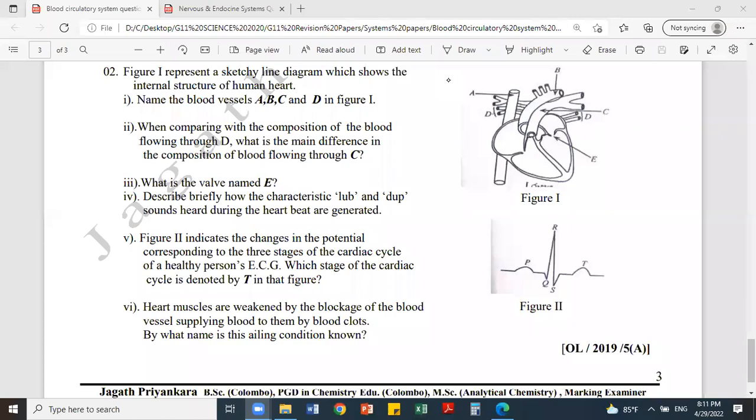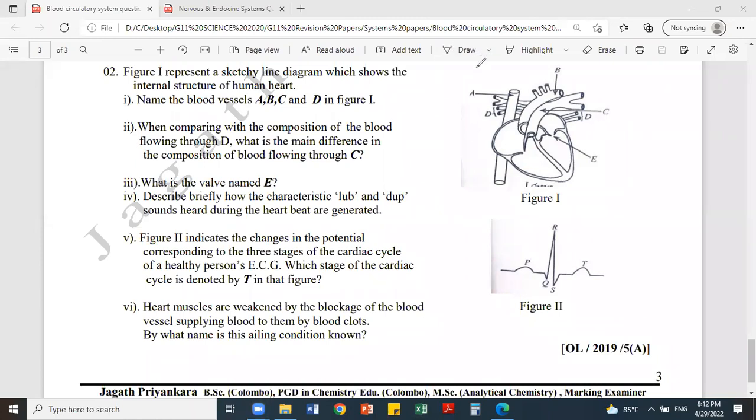Those who have done, you can mark the answers with the red pen. Capital B carries blood towards the body from the left ventricle, that is the aorta. C will be the pulmonary artery. It gets divided towards the left and the right lung. I'll write near the diagram itself. You have to label the parts A, B, C, D.